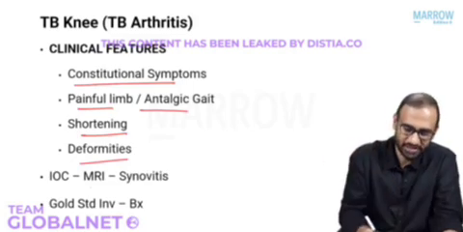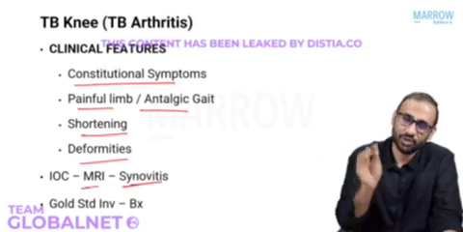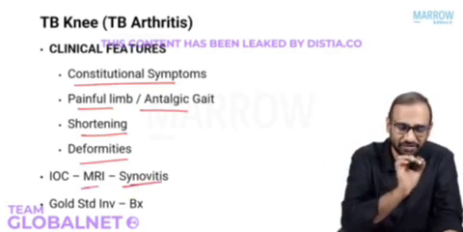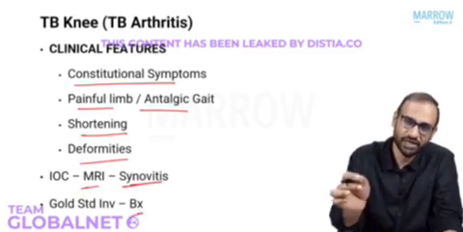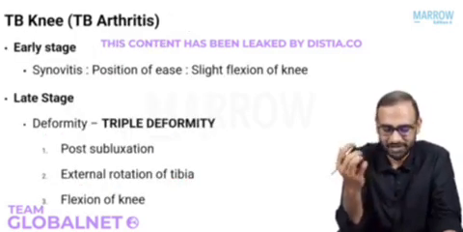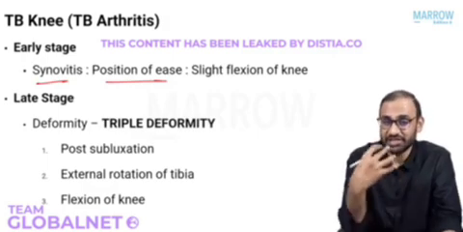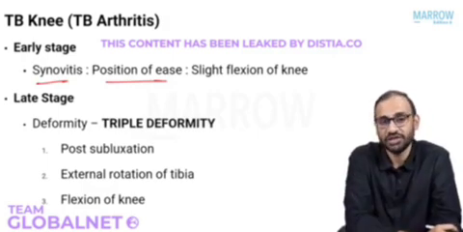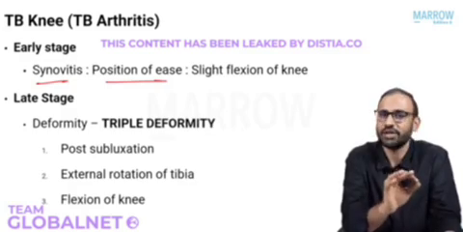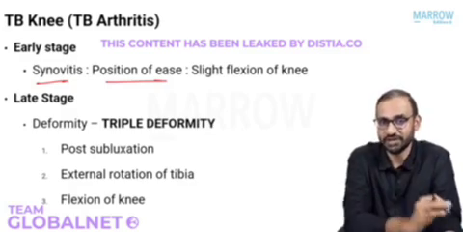Investigation of choice is MRI. You will see synovitis, but the gold standard investigation remains in infection is biopsy. Go ahead and remove the tissue. Early stages, I've told you, there will be synovitis and position of ease. And late stages, where there is destruction of the articular cartilage of the knee joint, you will have a classical deformity. That deformity has been asked as an exam MCQ.